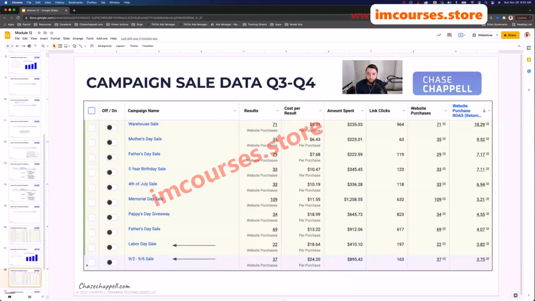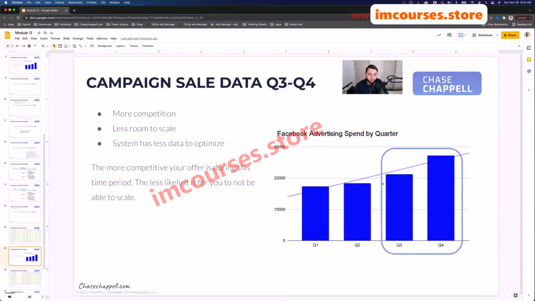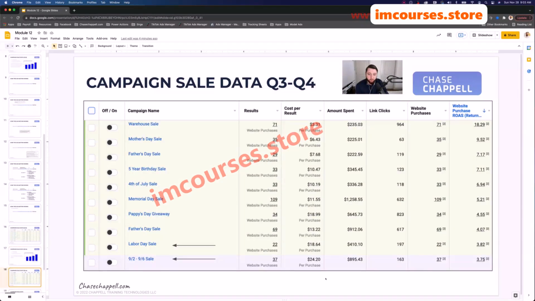So here's what the Q3 to Q4 period looks like. We start to hit Labor Day, and then we even ran a sale during this time frame. Advertisers really start to jump on, as you saw during Q3. Spending really starts to increase pretty heavily as we get into the later half of the year, and this runs through Black Friday. It's pretty standard to see anywhere between a 2x to 4x during Q3 and Q4. That's pretty standard for most businesses.